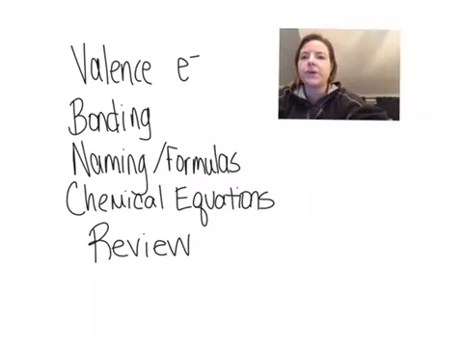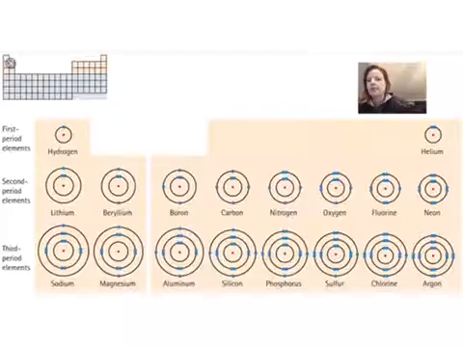All right, everyone, so welcome to my review. I am going to start with going over valence electrons, and then I'm going to go into why different kinds of bonds occur, and then the naming and formula writing rules, and then finally finishing off with our chemical equations and how to figure out if they are balanced or not.